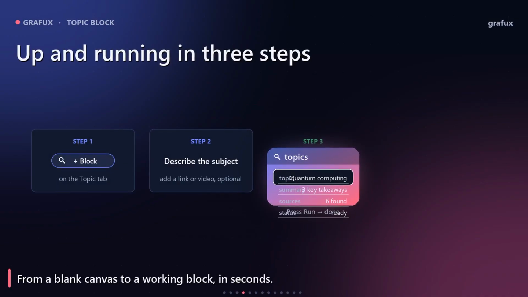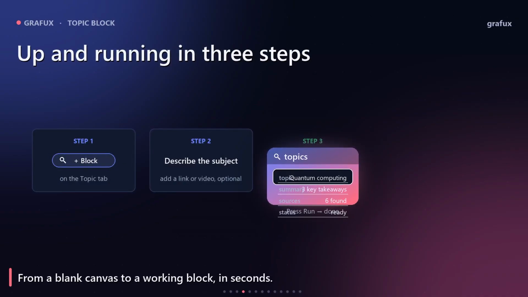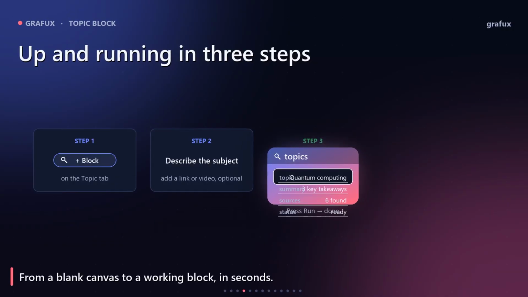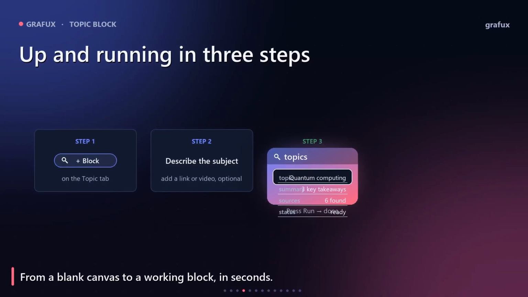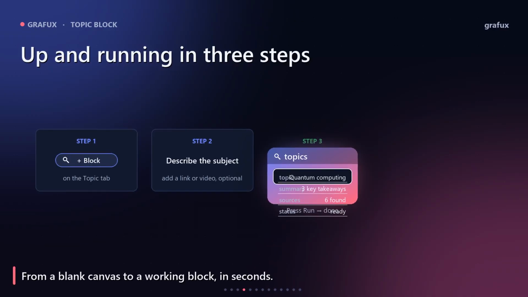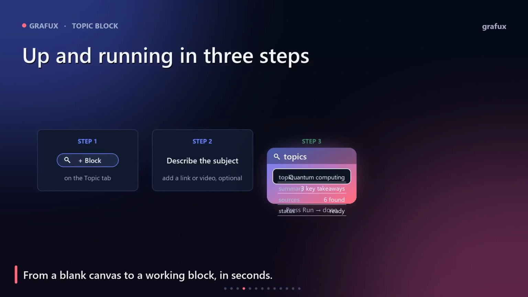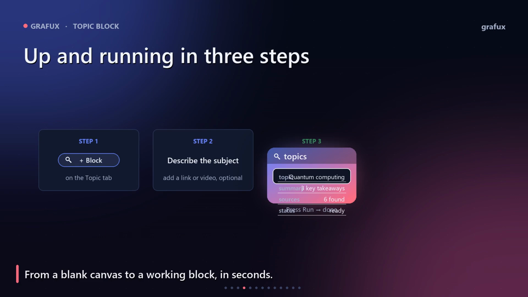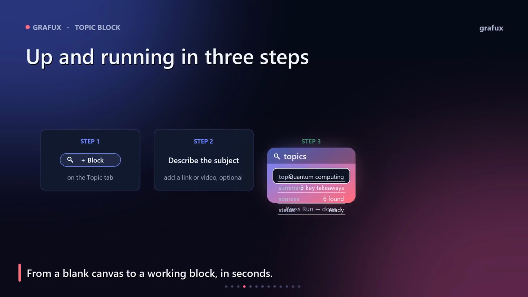And getting started could not be easier. Just open the block dialog and choose topic. Describe the subject to research. Then press run. That's the whole thing. 3 steps, from a blank canvas to a working topic block, in seconds rather than hours. And honestly, there's nothing else to learn. If you can describe what you want, you already know how to use it.